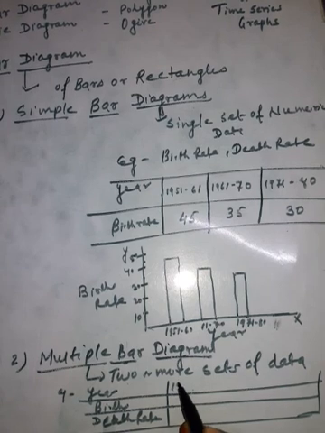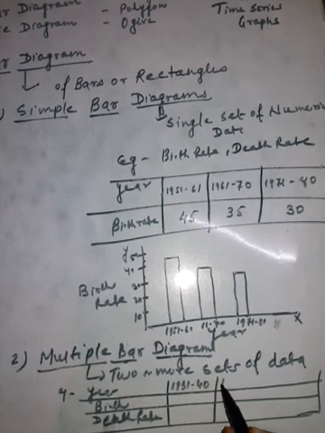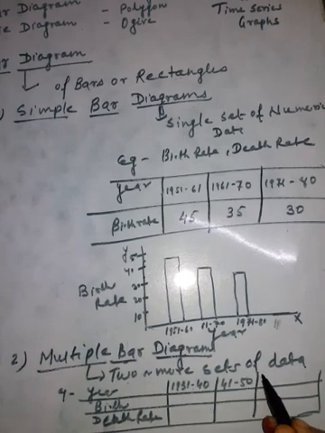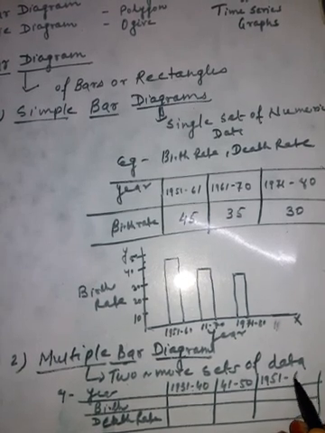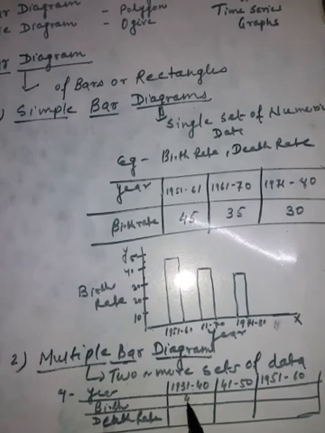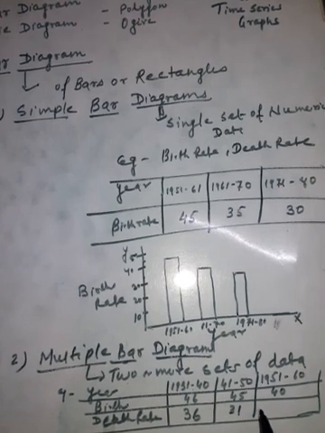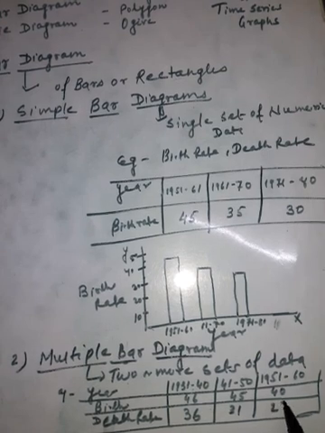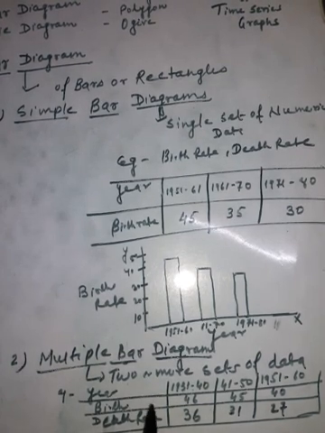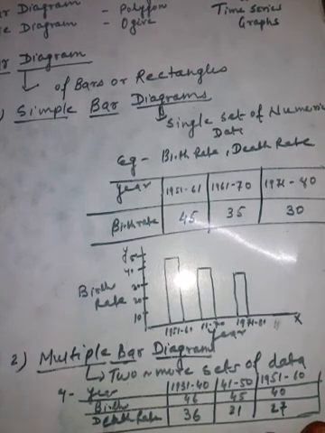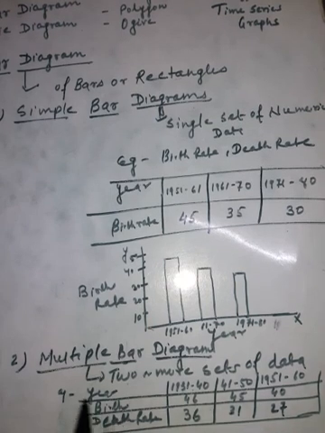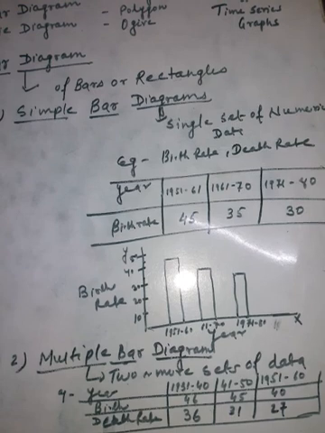Suppose 1931, we will take 31 to 40. Suppose 41 to 50, then 1951 to 60. Suppose the birth rate is 46, then 45, then 40. Likewise, the death rate is 36, 20, 31, then 27. Again, these are hypothetical data, not real data. If two sets of data are given, how will we show this in a bar diagram? Here we will use a multiple bar diagram because two or more sets of data are given.